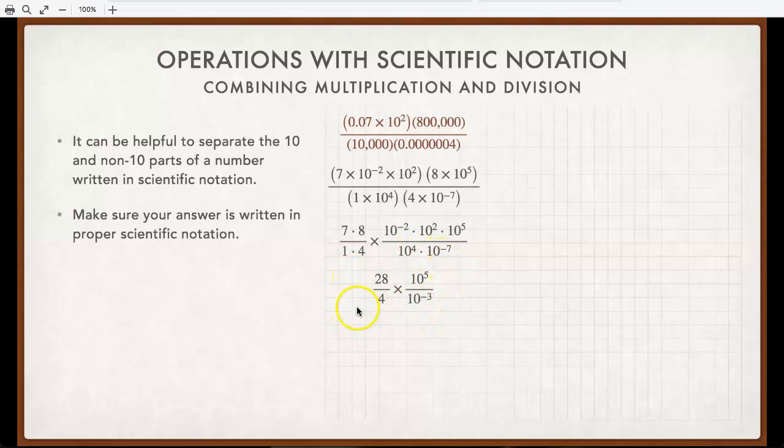We simplify each of these fractions. 28 over 4 is 7. And 10 to the 5th divided by 10 to the negative 3 is 10 to the 8, because we subtract: 5 minus negative 3, or 5 plus 3, will give us 8 there.